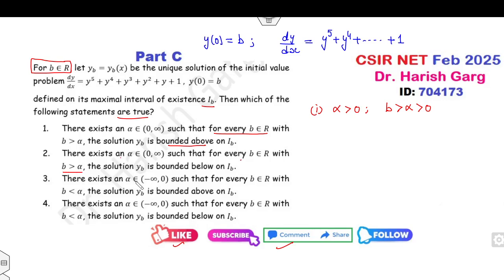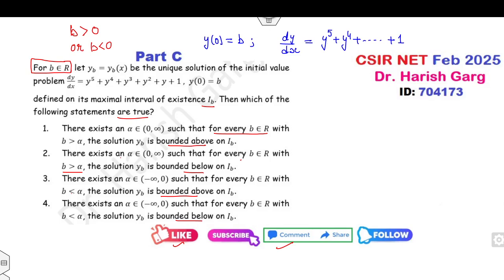In this case, alpha lies between minus infinity and 0, that is alpha is negative, and B is less than alpha, that means B is also negative. So that means your target is to check whether B is greater than 0 or B is less than 0. Is it fine? And then your target is to check about bounded below, bounded above. So they are talking only about the boundedness. That means your target is not to get the solution of this problem. Fine. So I think it's very simple.